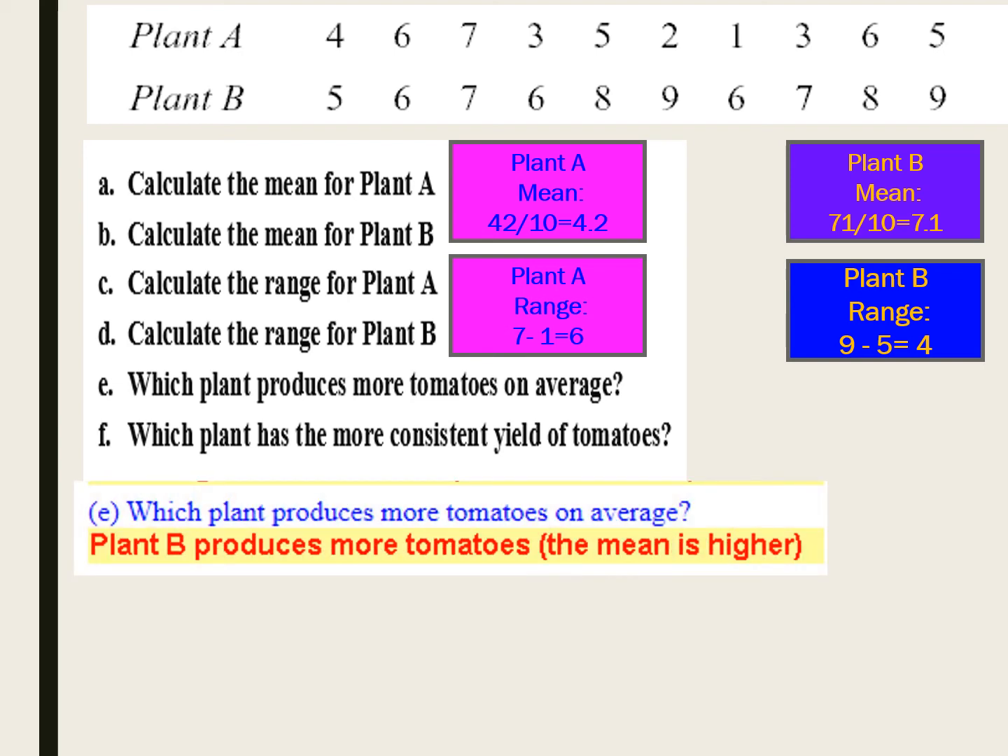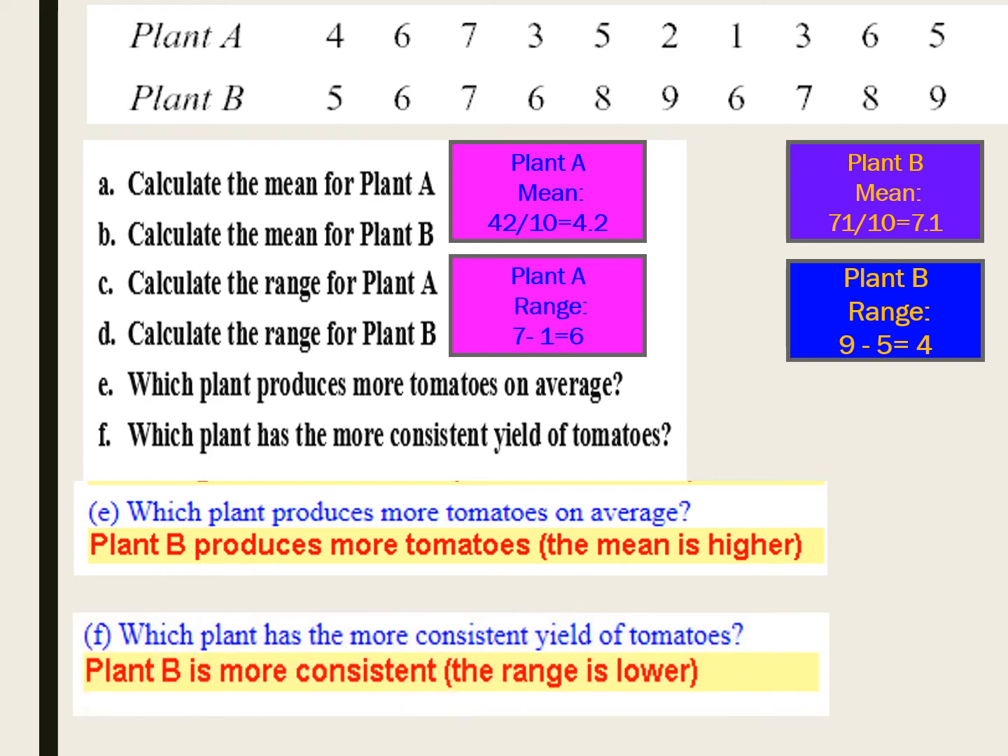Now, which plant has more consistent yield of tomatoes? When he asks you more consistent, it means you have to take the range. But which range? The lower range. Which one? It's plant B.